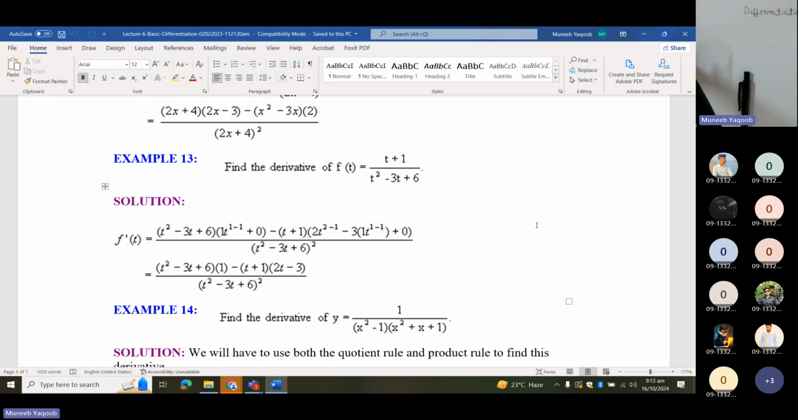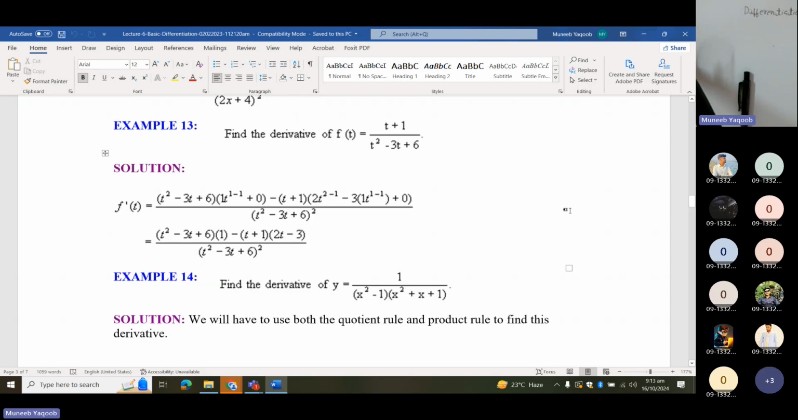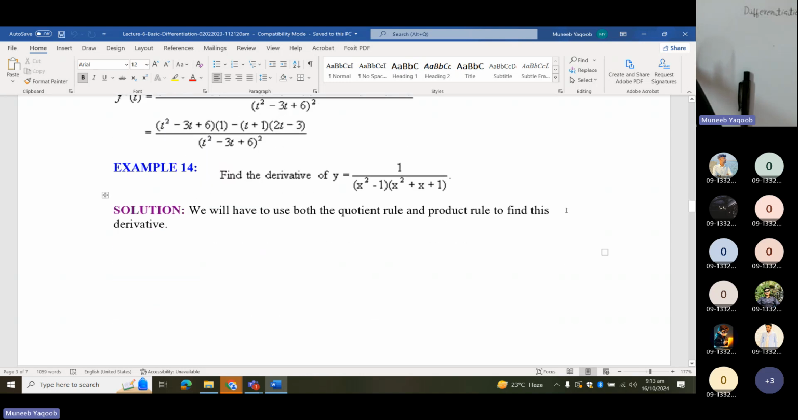Okay. Now coming to the last example of today's lecture, it is to calculate the derivative of the function y equals 1 over (x squared minus 1) multiplied by (x squared plus x plus 1). If you concentrate on this example, we need to find the derivative of a fraction, and the denominator is in the form of a product. So we need to apply the product formula as well as the fraction formula, the u upon v formula.